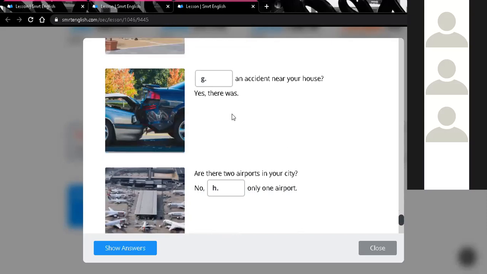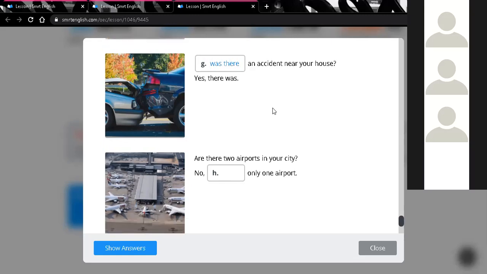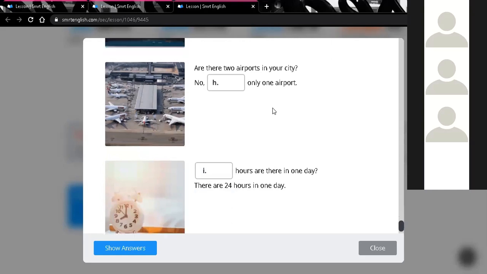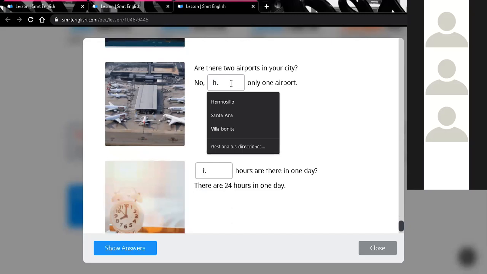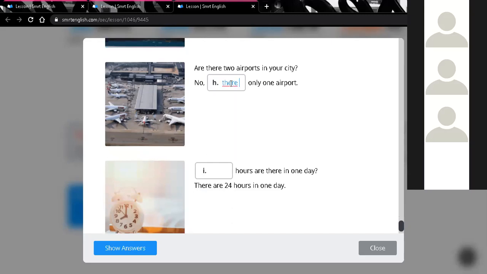Karen, letter G. An accident near your house? Yes, there was. So how would be the question? Was there an accident near your house? Very good. H, Roman, it says, are there 2 airports in your city? No, there is only one airport. But first you need to make a negative answer. No, there isn't. There is only one airport.